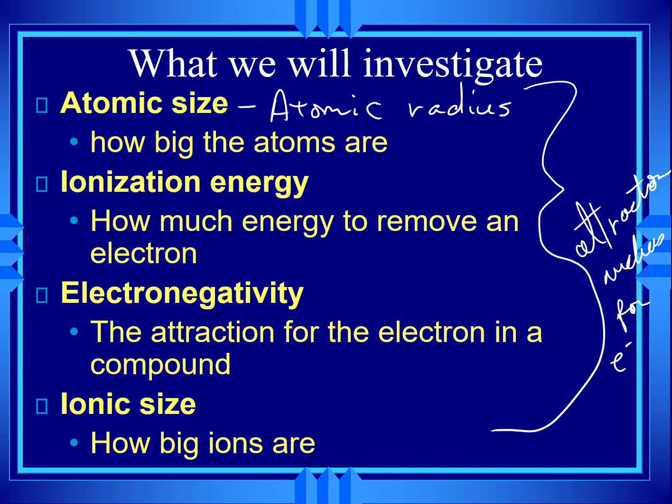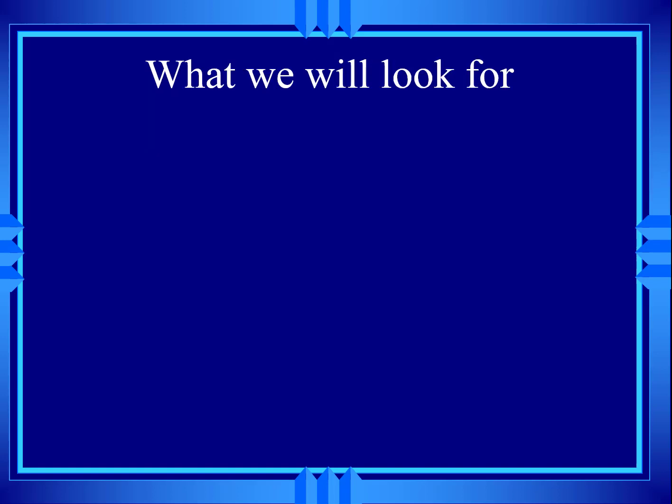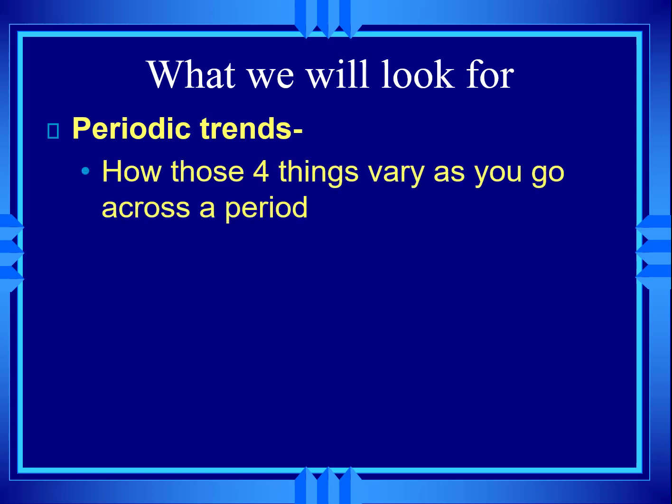Opposites attract. Okay? What we're going to look for about those things, we're going to look for periodic trends, which means we're going to look in periods. So first period, we'll look for something. The second, no, not those kind of periods. We're going to look what happens as you go across a period. What happens to the size of atoms as you go across a period? What happens to the ionization energy as you go across a period? What happens to electronegativity as you go across the period?